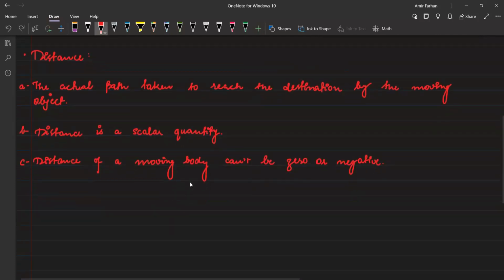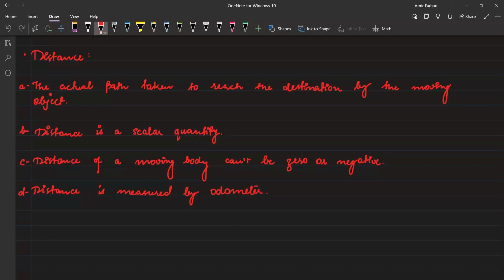So the distance of a moving body cannot be negative or zero. Distance is measured by an instrument called an odometer. Odometer. Clear, Ayaan? So these are the properties that are basically associated with distance.